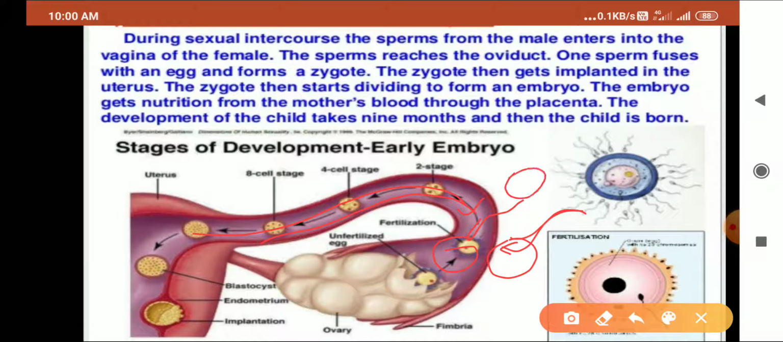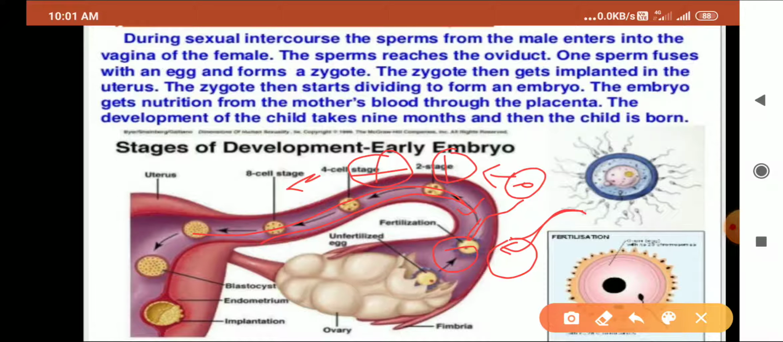First of all, it is a single cell, then it will form the 2-cell stage, then the 4-cell stage, then it results in the formation of 8 cells and blastomere, and in this way the development of the embryo starts into the new young one.